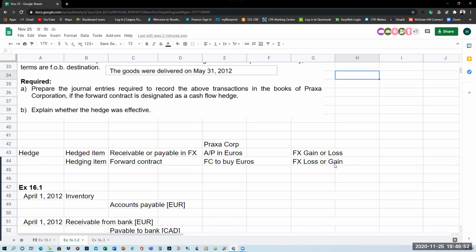So a properly functioning hedge should have the hedged item and the hedging item being affected in opposite directions. That is critical. The hedged item and the hedging item should be affected in opposite directions by whatever risk is being sought to be managed. So over here, if it's the risk of changes in exchange rates, the changes in exchange rates should affect the hedged item and the hedging item in opposite directions, so that a gain on one of those is offset by a loss on the other, or a loss on one is offset by a gain on the other, right?